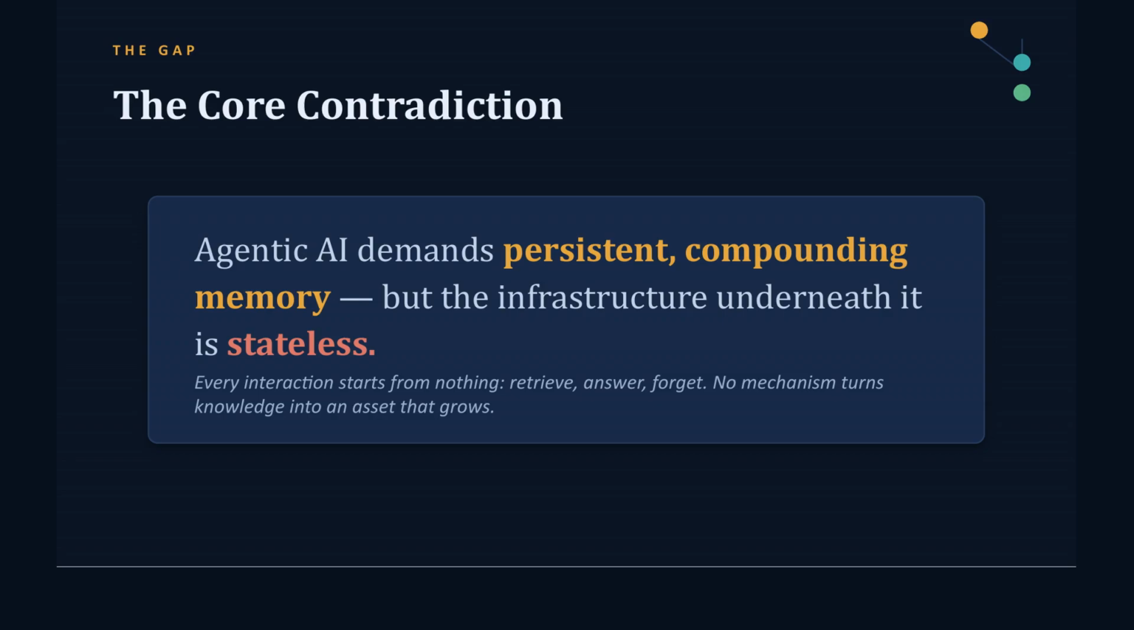And here's the core contradiction. Agentic AI demands persistent, compounding memory, but almost all of the infrastructure underneath it is stateless. Every interaction begins from nothing, the model retrieves, answers, and forgets. There is no mechanism by which knowledge becomes an asset that grows. If we want agents that get better with use, we need infrastructure where knowledge compounds. So let's look at the dominant paradigm and ask why it doesn't.